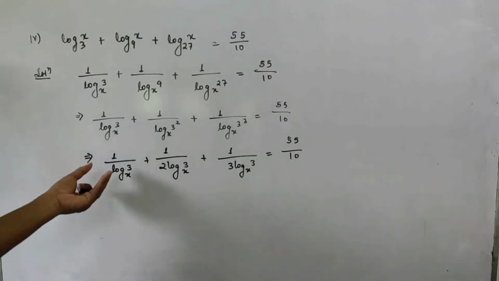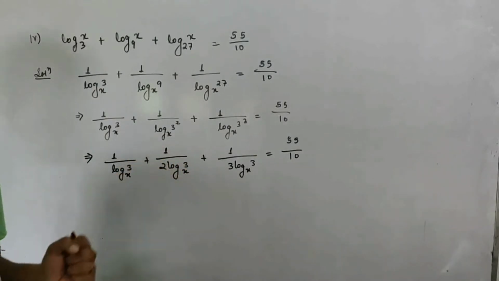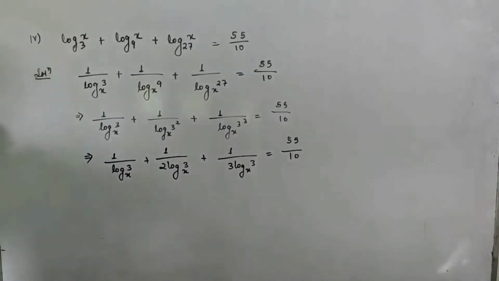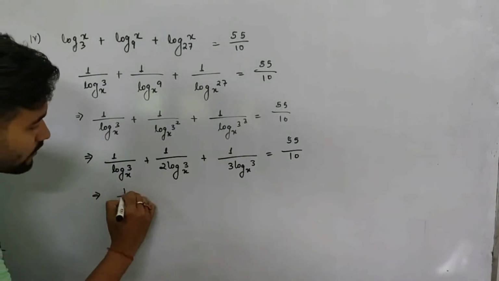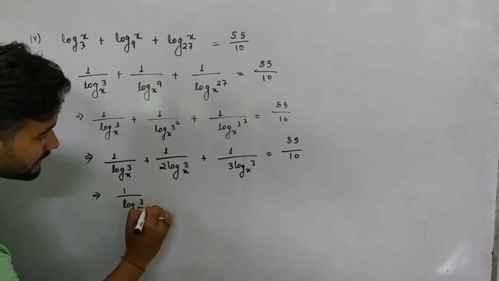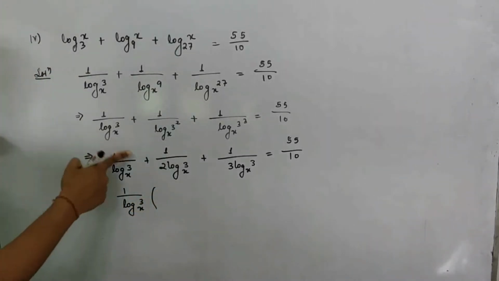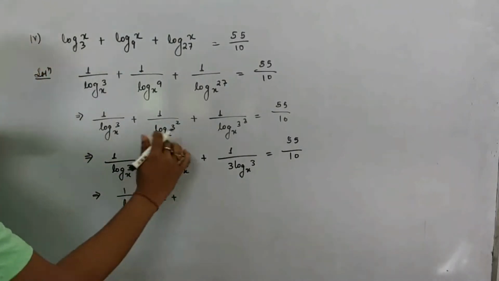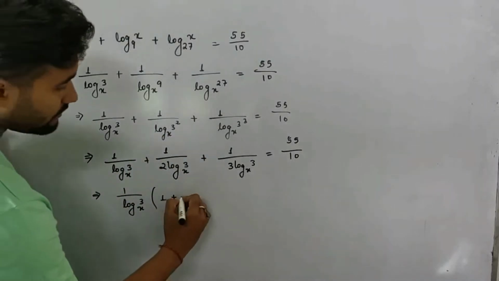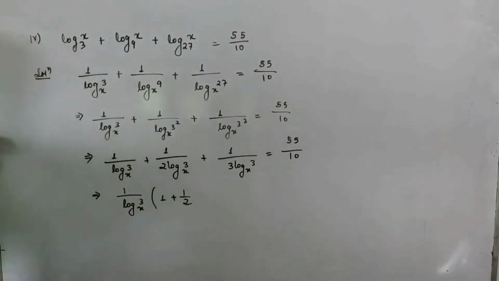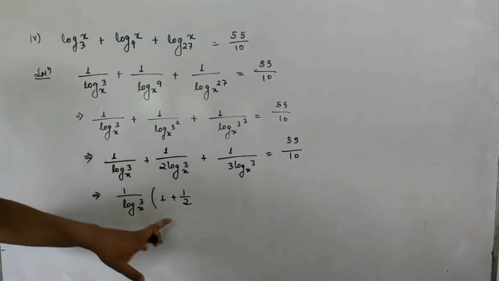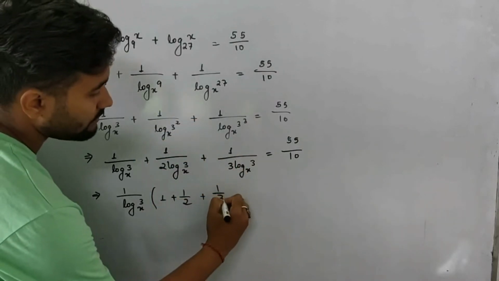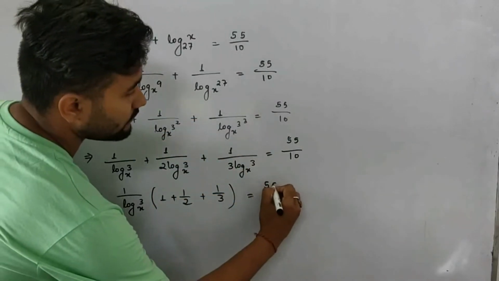Over here, see, over here also 1 by log 3 base x, over here also 1 by log 3 base x, over here also 1 by log 3 base x. So I can take that common, isn't it? Which implies I can take 1 by log 3 base x common, and what will remain? 1 will remain. Over here, 1 by 2 will remain. Don't write 2, okay, 1 is there, so 1 by 2 will remain. Over here, 1 by 3 will remain. That is 55 by 10.